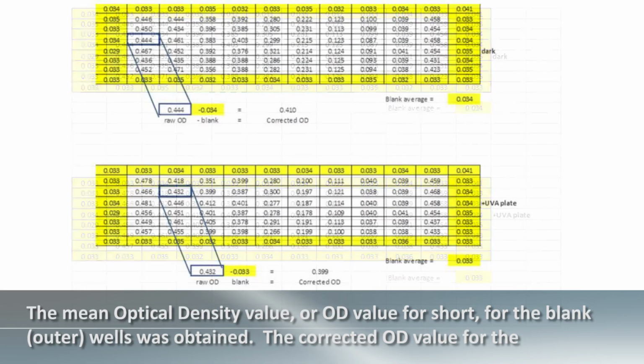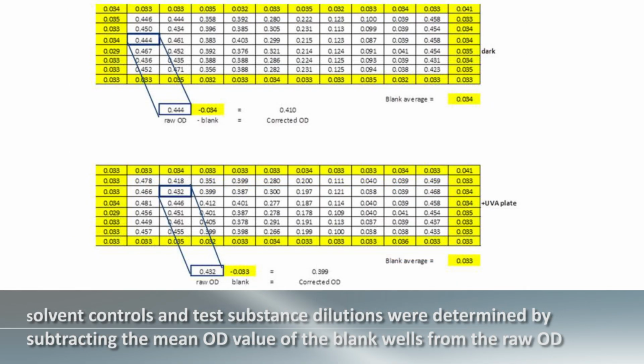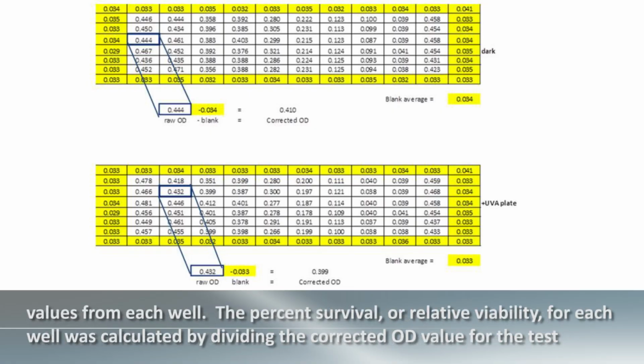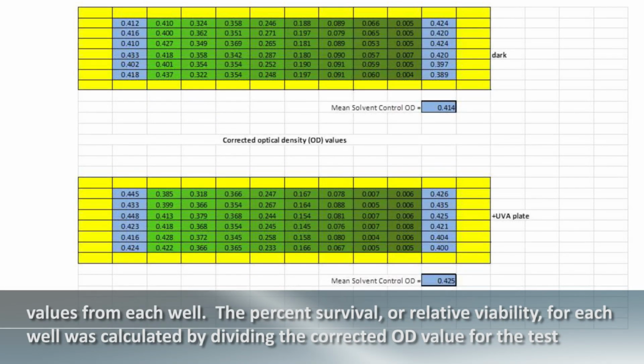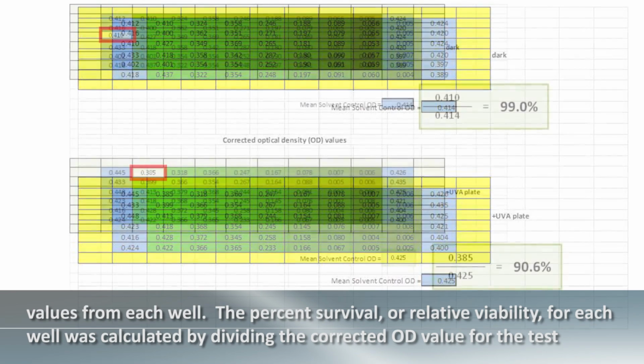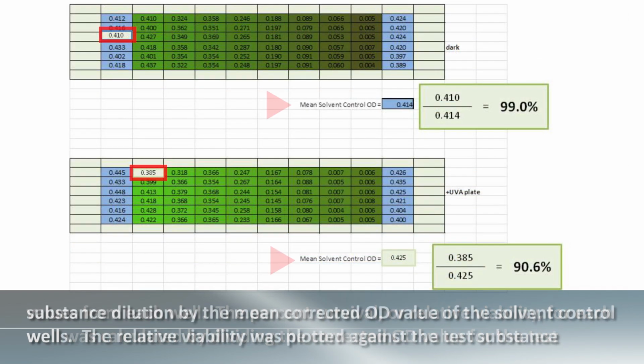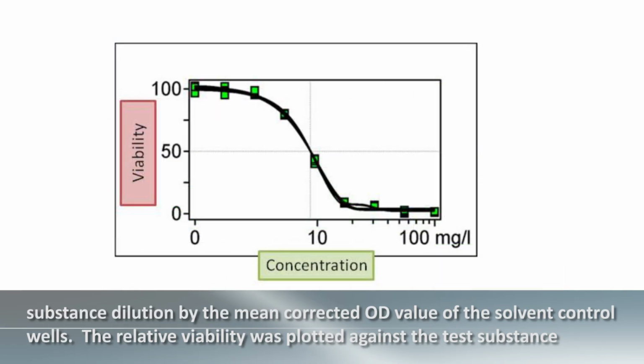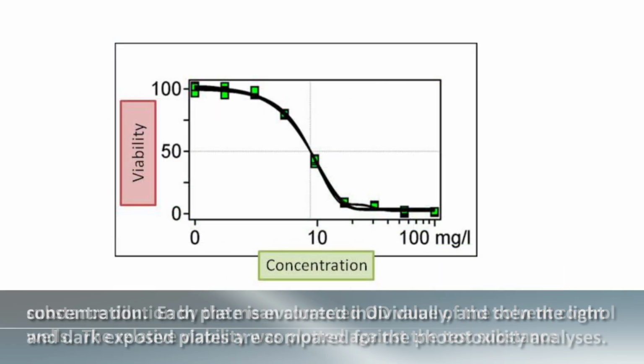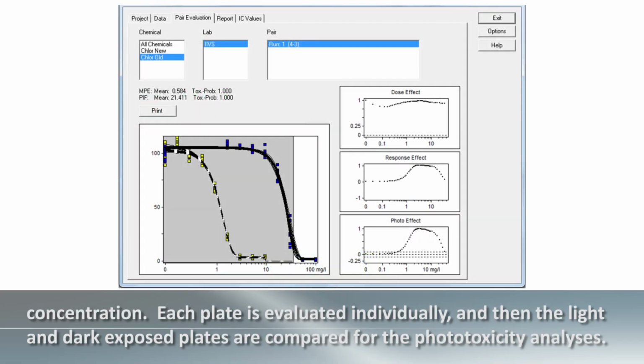The mean optical density value, or OD value for short, for the blank outer wells was obtained. The corrected OD value for the solvent controls and test substance dilutions were determined by subtracting the mean OD value of the blank wells from the raw OD values from each well. The percent survival, or relative viability, for each well was calculated by dividing the corrected OD value for the test substance dilution by the mean corrected OD value of the solvent control wells. The relative viability was plotted against the test substance concentration. Each plate is evaluated individually, and then the light and dark exposed plates are compared for a phototoxicity analysis.